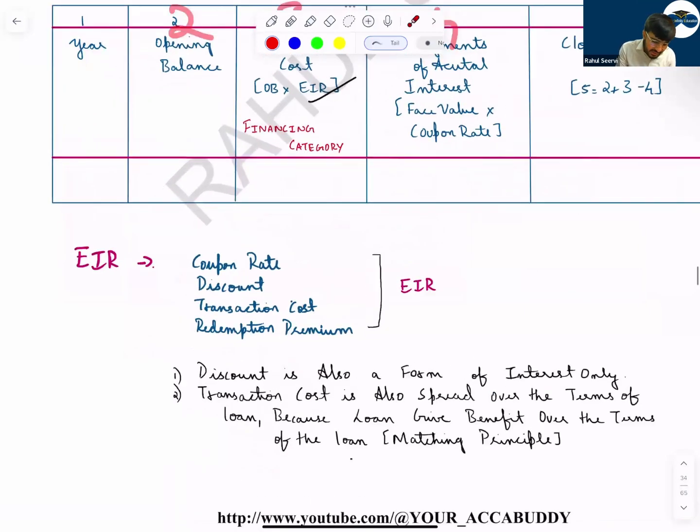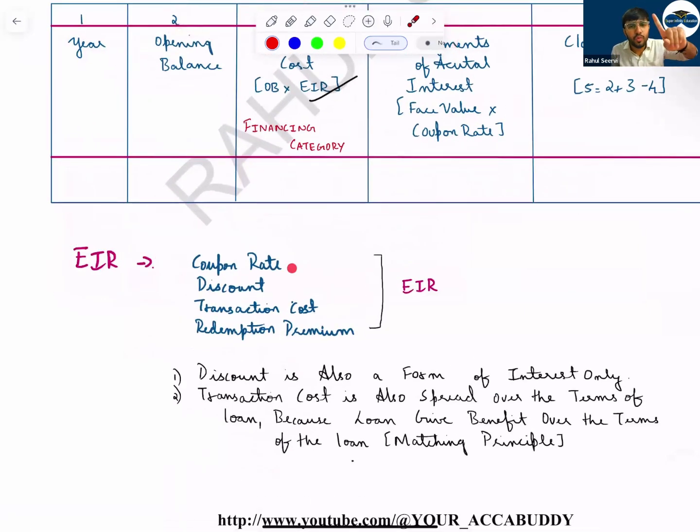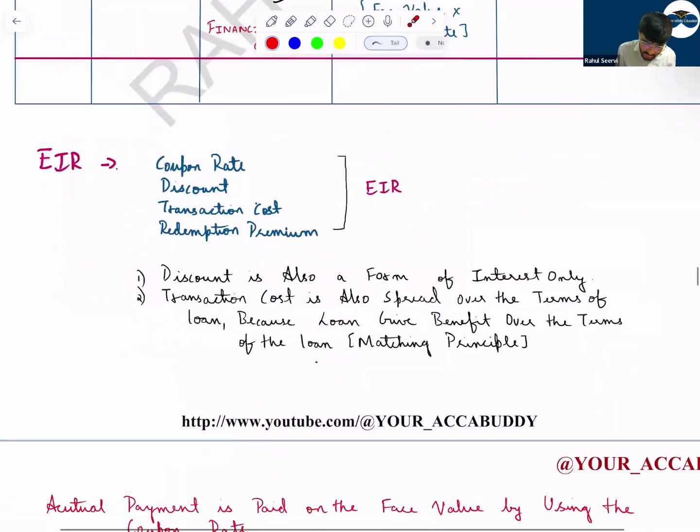And I mentioned the EIR rate will include what, sir? The EIR rate will include coupon rate, discount, transaction cost, and redemption premium. So these are all included because these are all recorded as expense over the period. So discount is also a form of interest. So the discount which we get is a form of interest on it. So that is the reason it is included in EIR, and over the period we record expense.